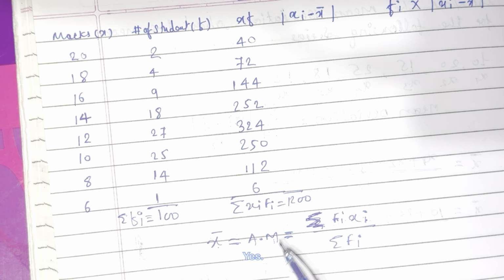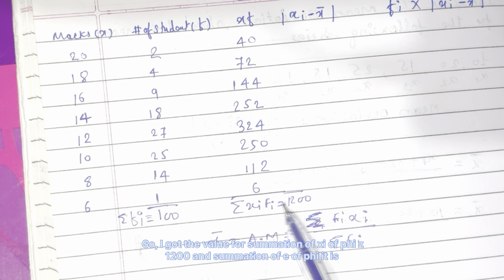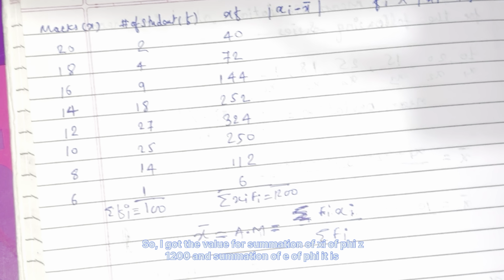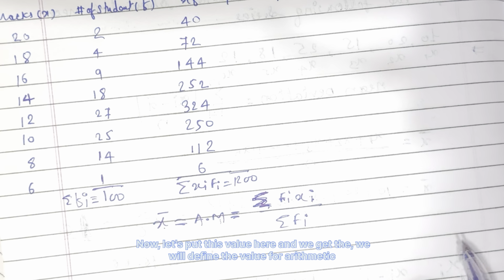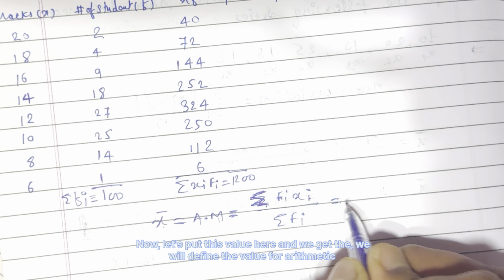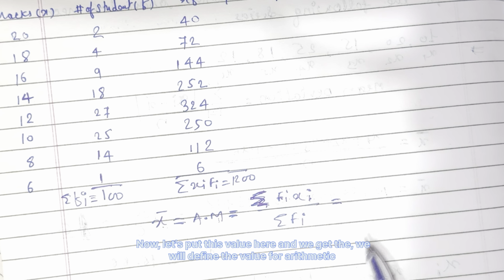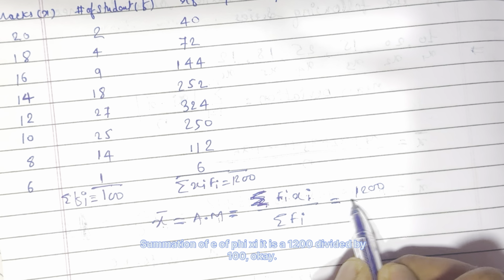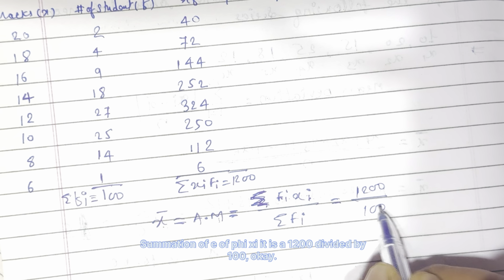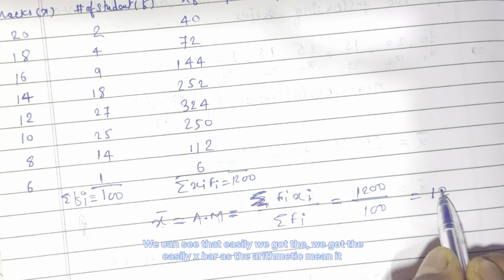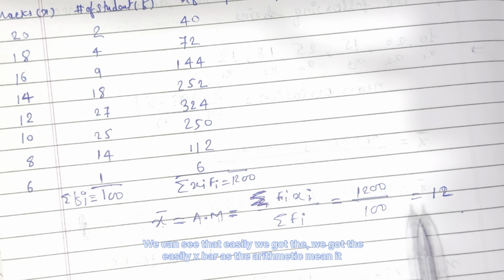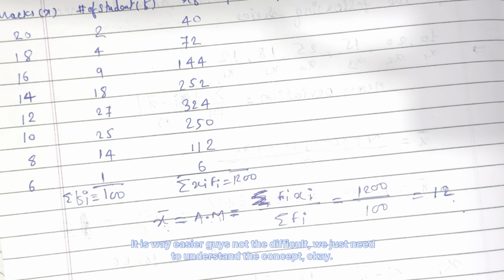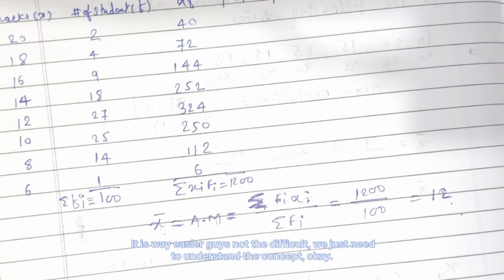So I got the value for summation of xi fi as 1200 and summation of fi is 100. Now let's put these values here and define the value for the arithmetic mean. Summation of fi xi is 1200 divided by 100. We can easily see that we got x bar, the arithmetic mean, as 12. It is way easier, guys, not that difficult, you just need to understand the concept.